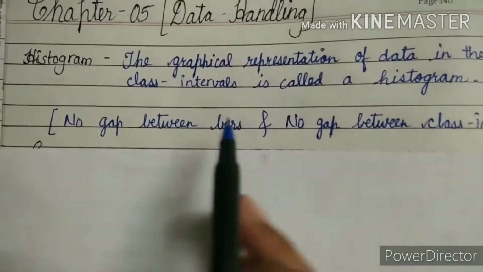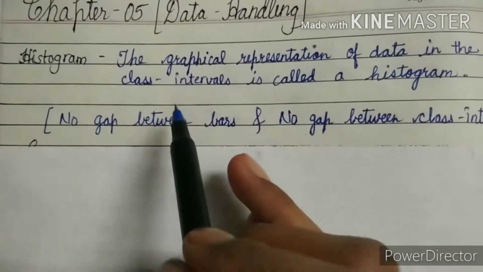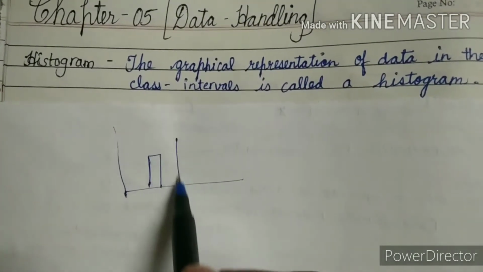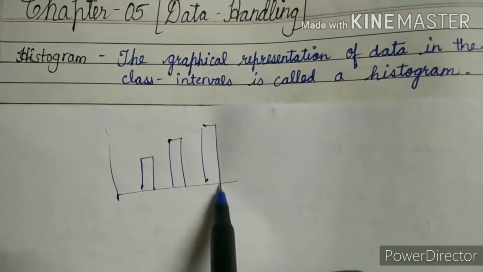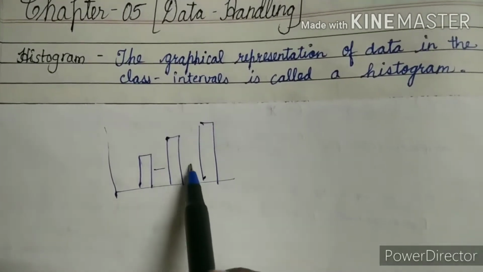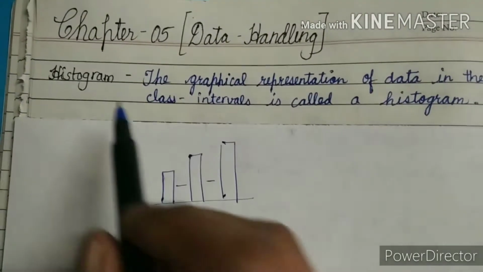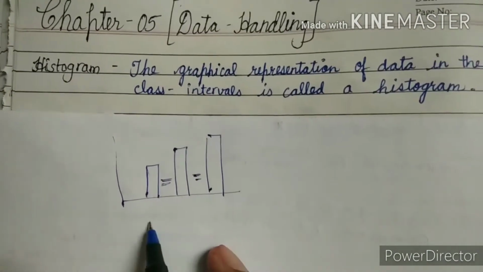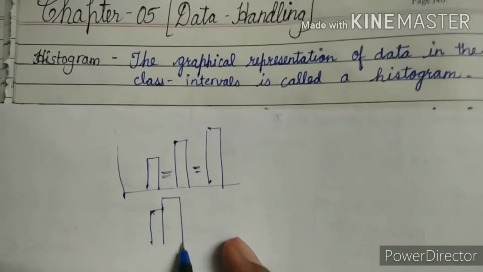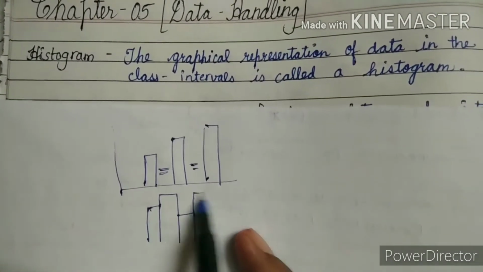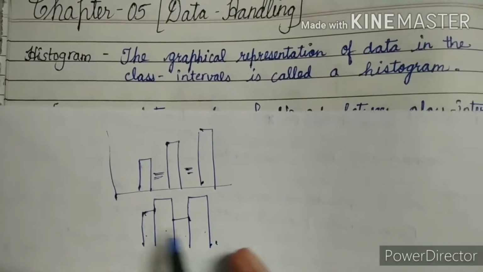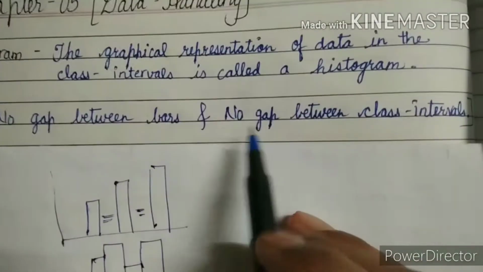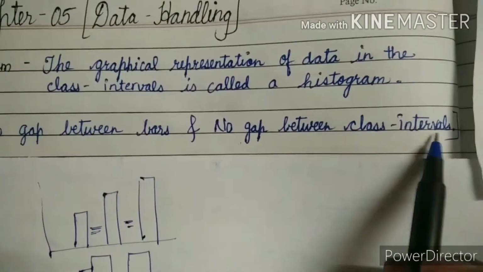When we are drawing a bar graph, we draw it in this form. As you can see, this is one bar, this is one bar, this is the next bar. Here we have a gap, here we also have a gap. In the histogram we don't have this gap, so they are all joined together. As you can see, here we have no gap between the bars. One thing more: no gap between class intervals.